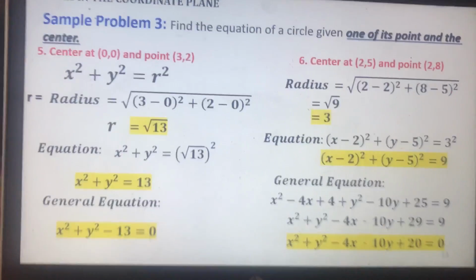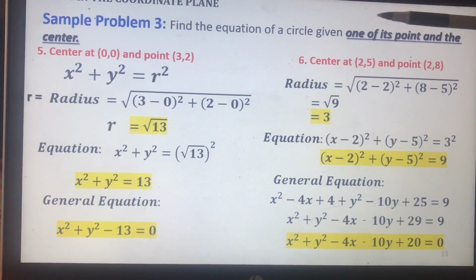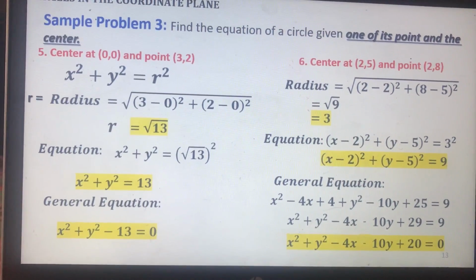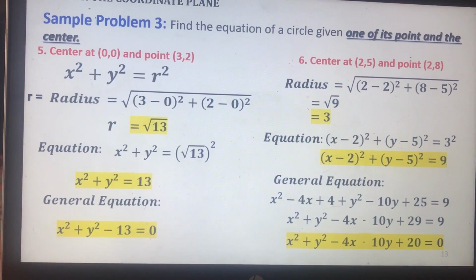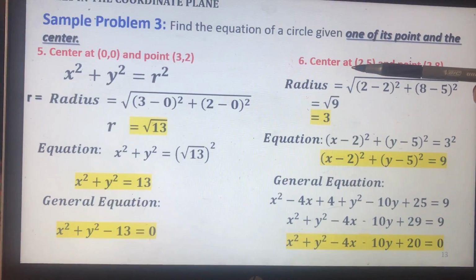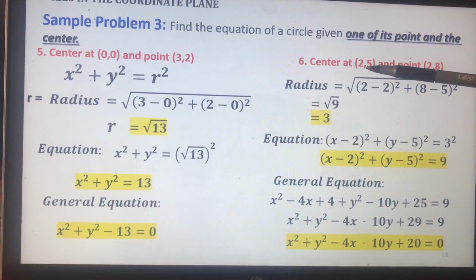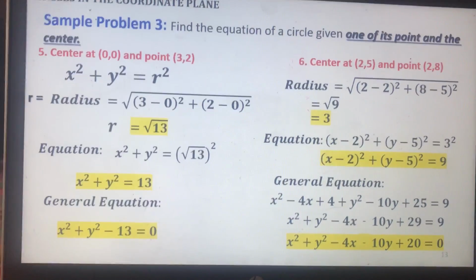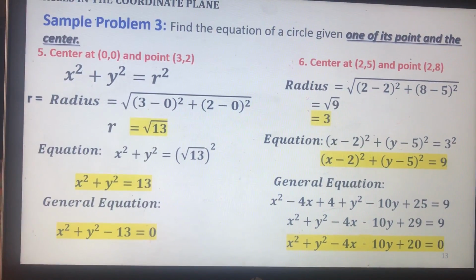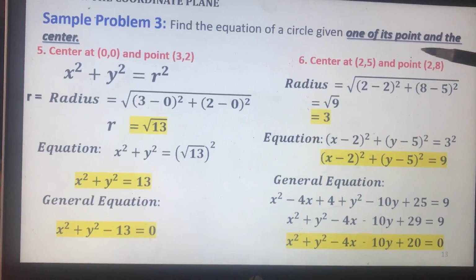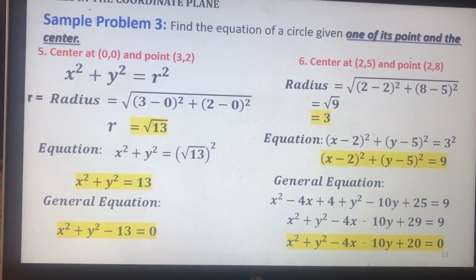Okay, so now let's move on to our next example, which is part 6 within sample number 3. So here, the center is located where? It's located at (2, 5), at x equals 2, y equals 5. And that's going to be different from (0, 0). The center is at (2, 5), and the point is at (2, 8).